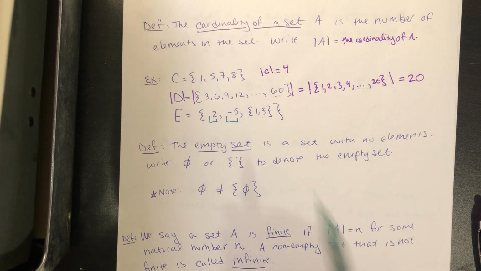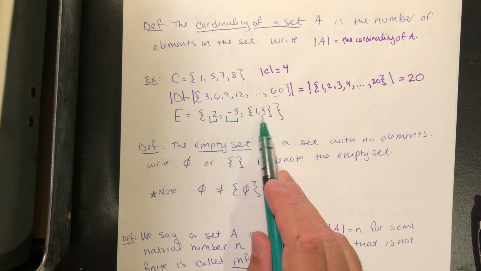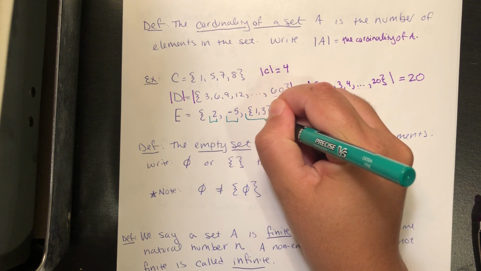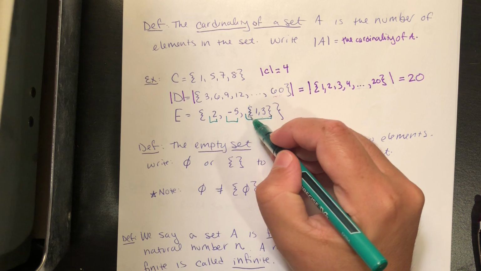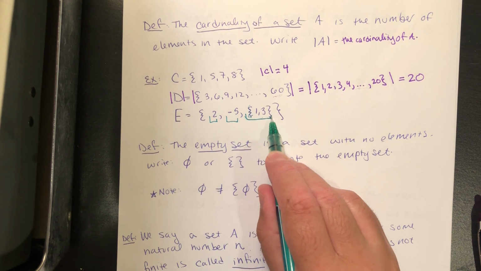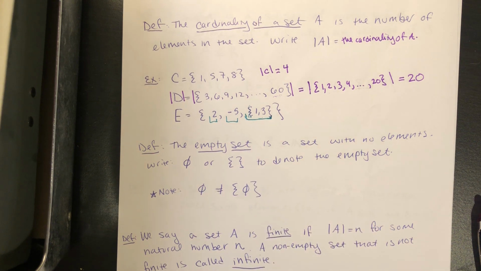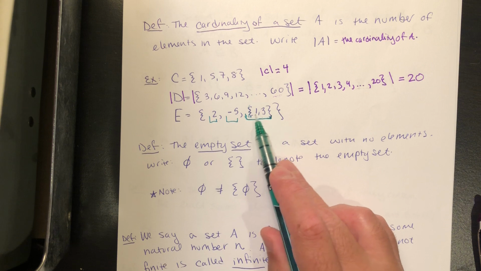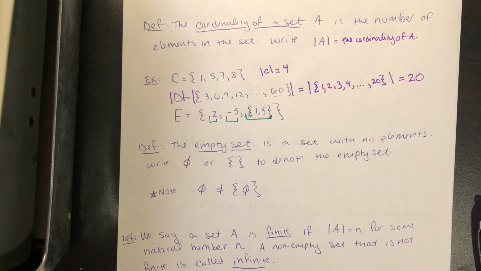And we want to be careful. Do we want to count 1 and 3 as 2 separate elements? Well, technically 1 is not an element of E, and 3 is not an element of E. The element itself is this entire set. So starting with this curly bracket until this curly bracket ends, that's going to be one single element of the set. And so the element which is a set containing 1 and 3 is the third element of E.